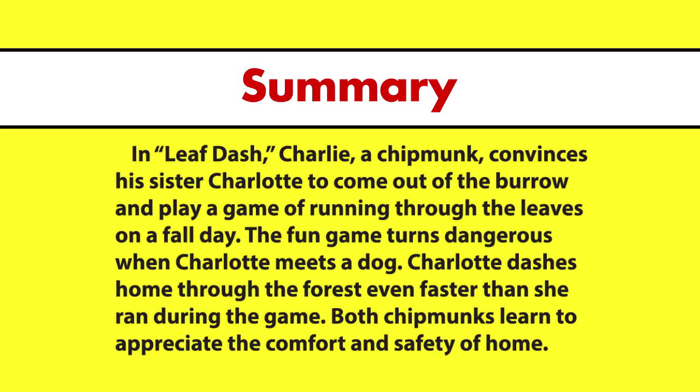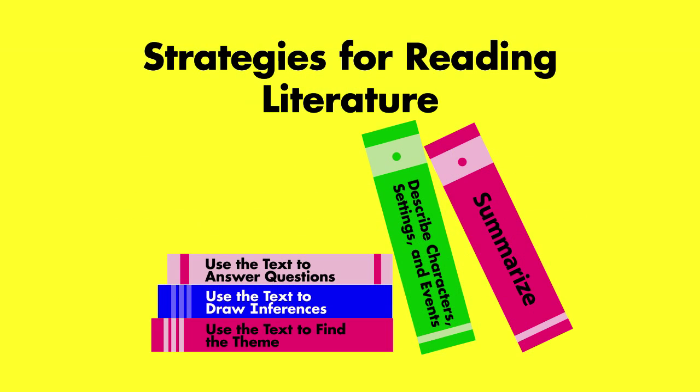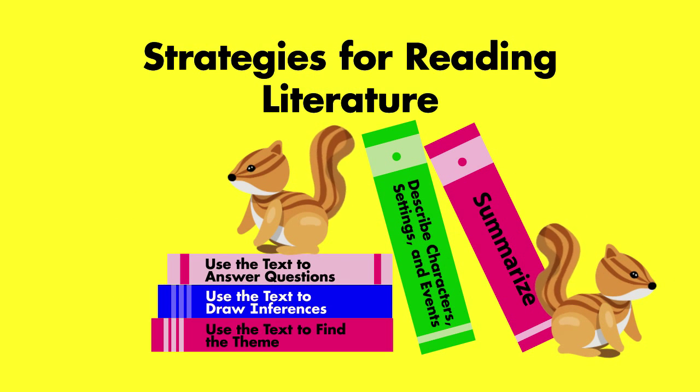Look at this summary of the story Leaf Dash. It is short, just 4 sentences. Notice that the summary includes all the important information about the story. It leaves out less important details. Use these strategies when you read. They will help you understand and enjoy all kinds of stories.